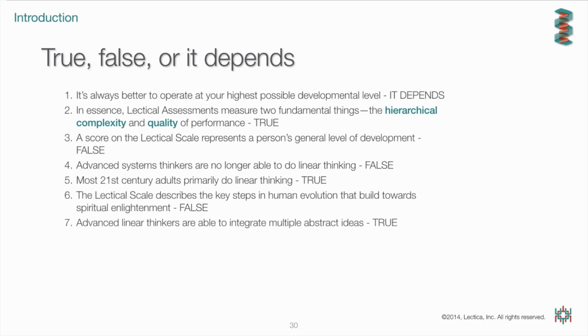Number 7, advanced linear thinkers are able to integrate multiple abstract ideas. This is true. In fact, part of the definition of linear thinking is the integration of abstract ideas in if-then logical statements.